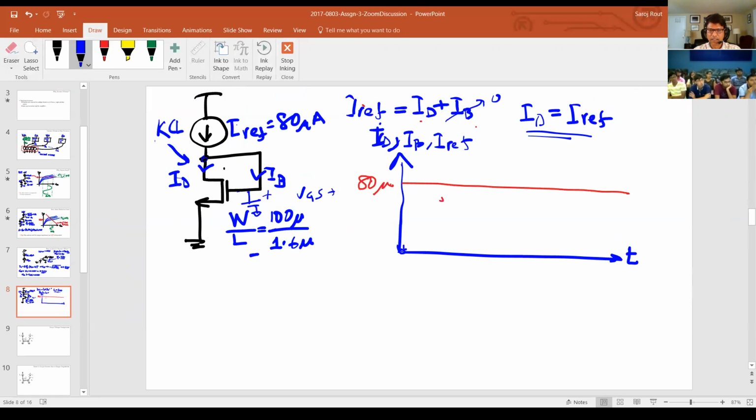CGS capacitor. So as the gate source capacitor is getting charged, your ID is going to slowly increase, and then eventually it will become equal to the reference current.